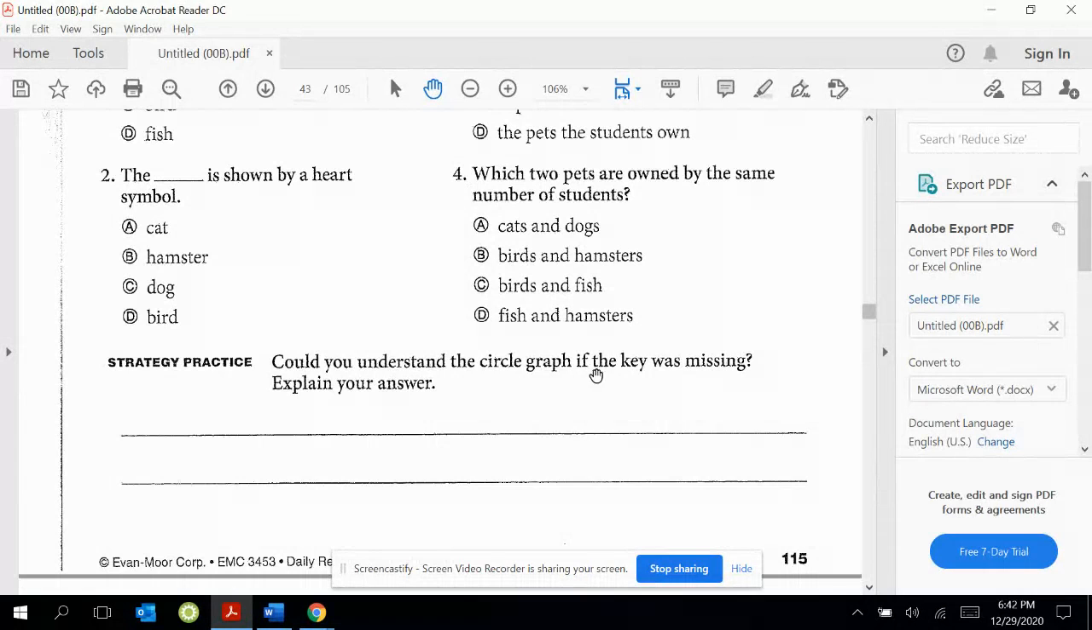Could you understand the circle graph if the key was missing? Explain your answer.